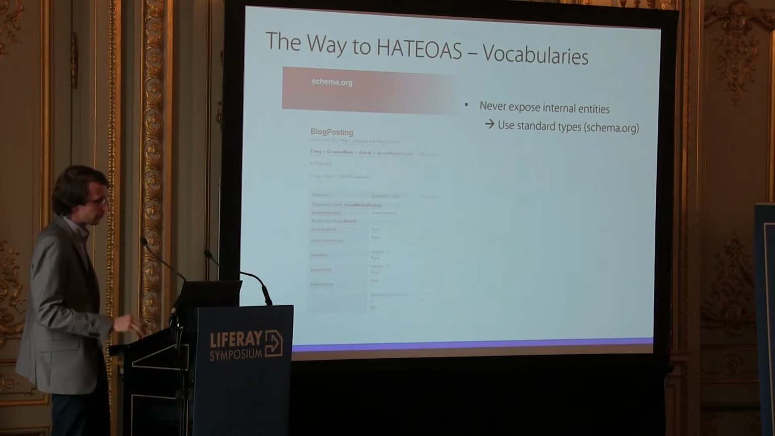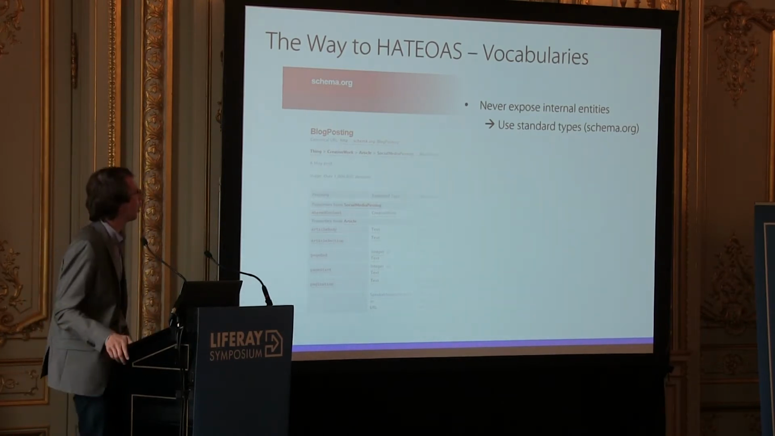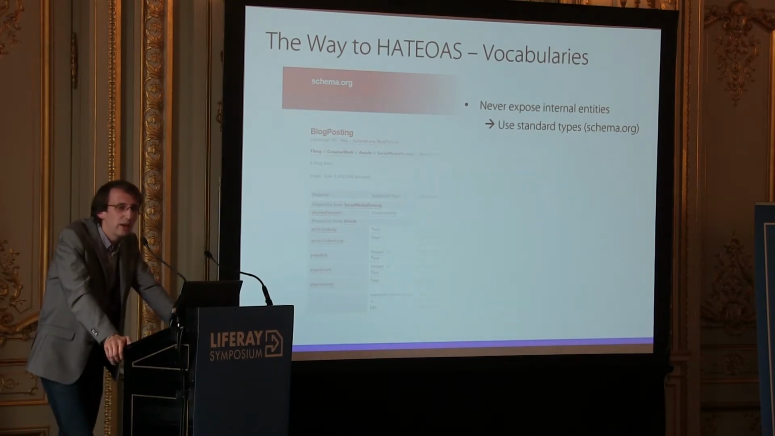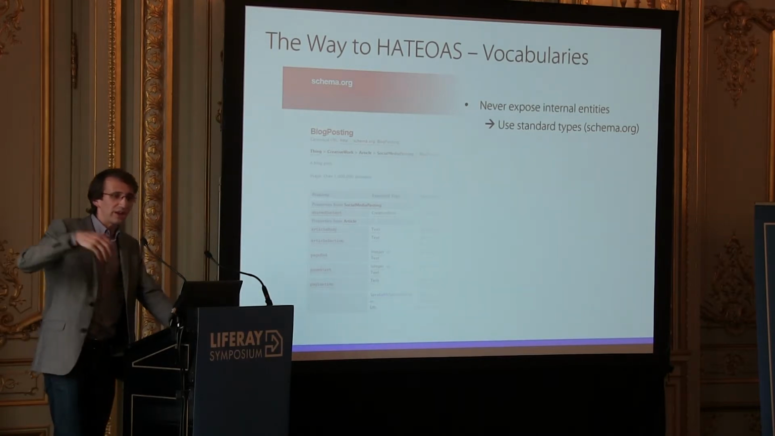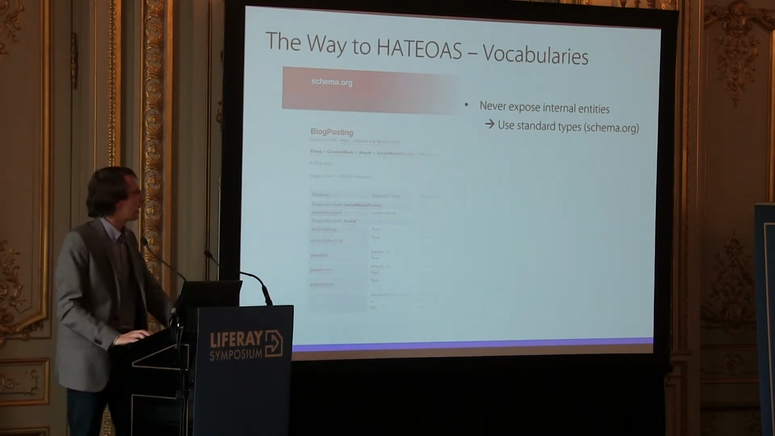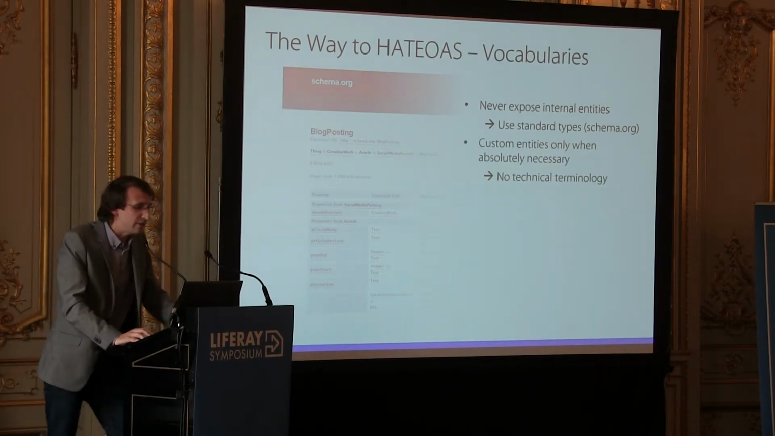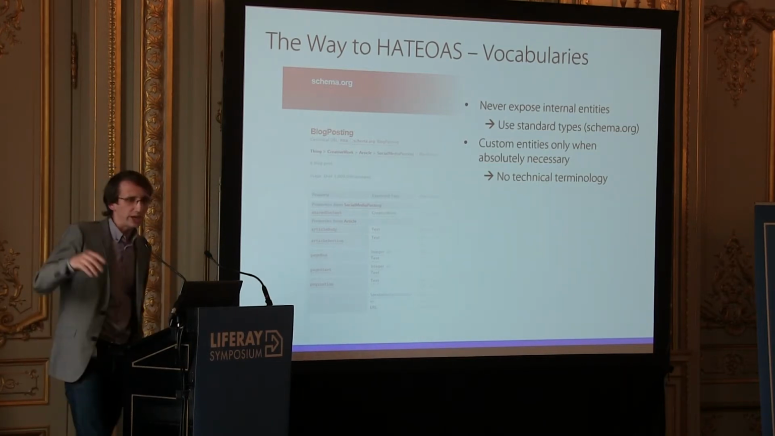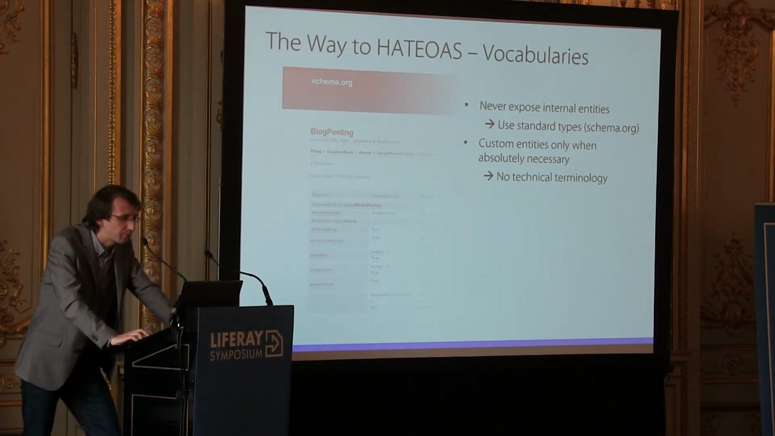Because the thing is, with APIs in general, it's better not to expose internal entities, right? So you should always use a vocabulary that you can evolve in the future. That's why we are using standard types from schema.org. And if you have to use custom entities, then only do that when absolutely necessary if you're building your own APIs, and don't use technical terminology, right?